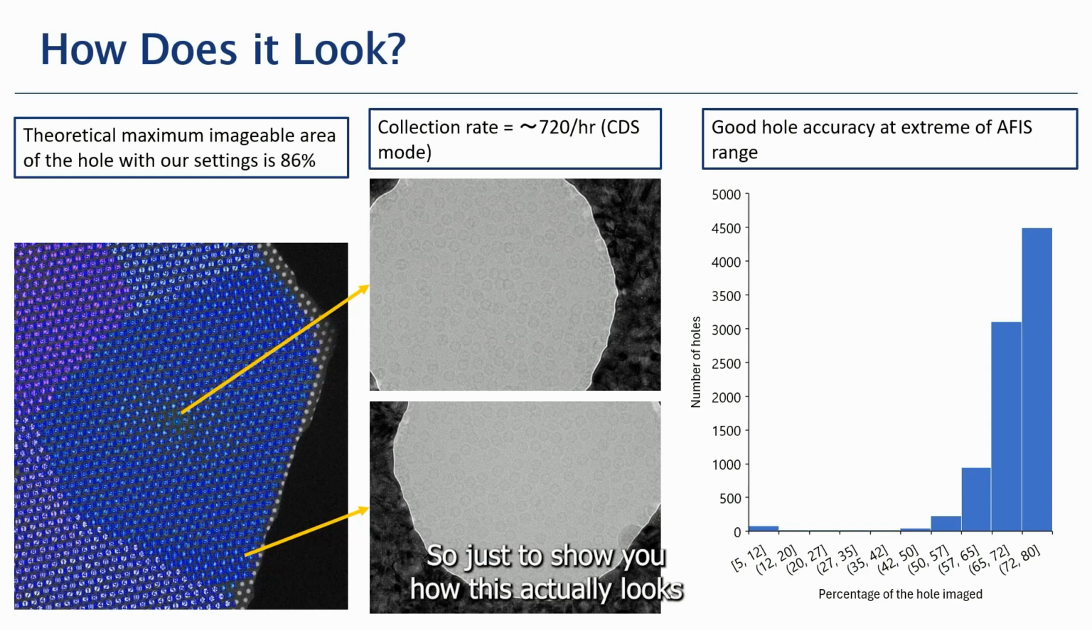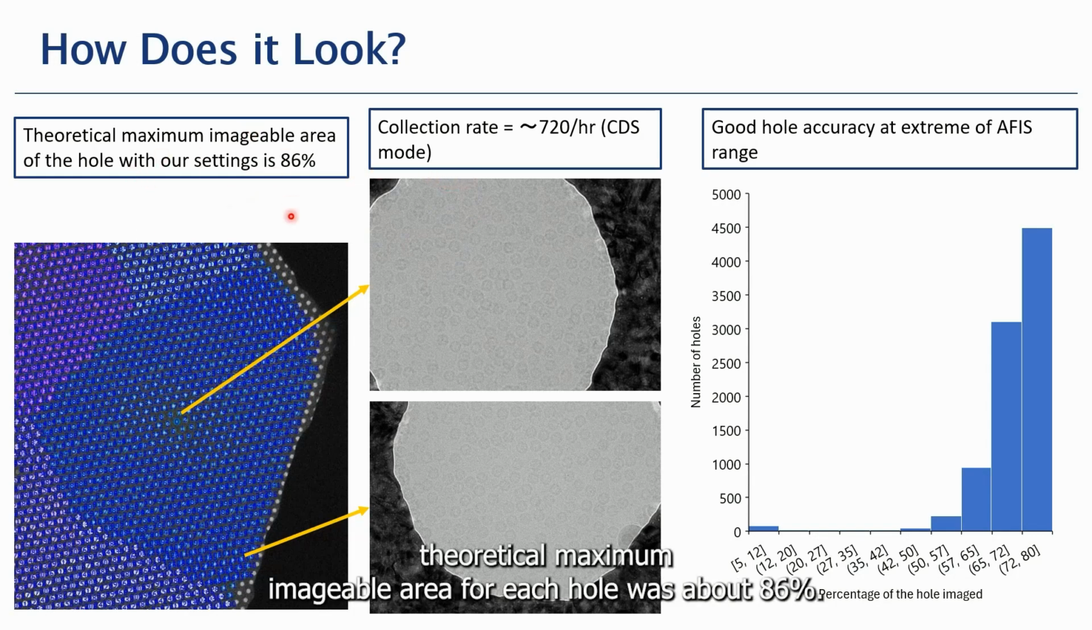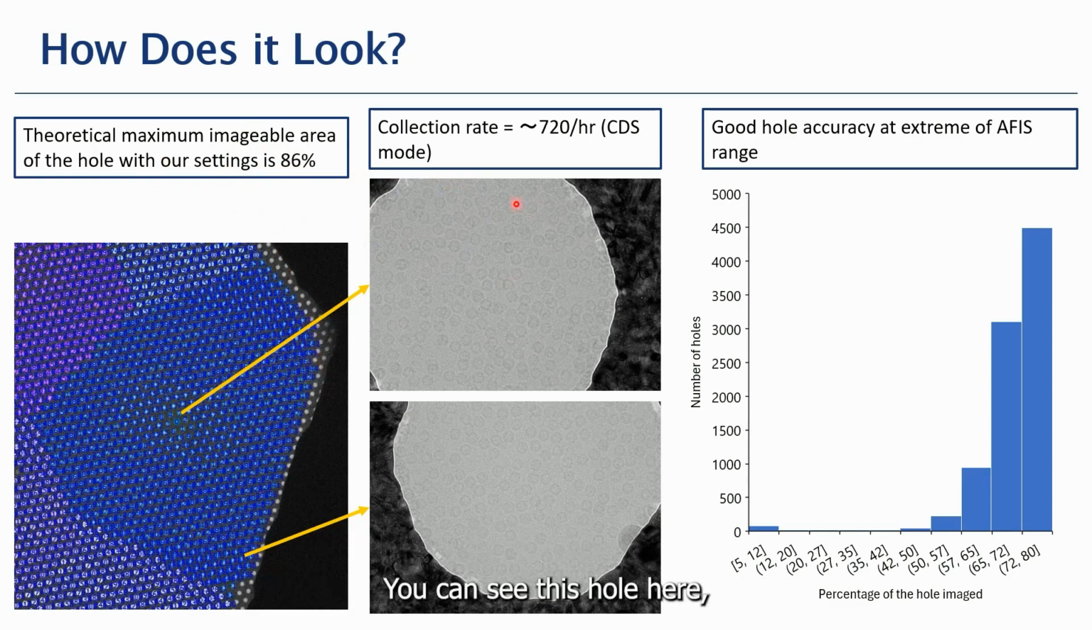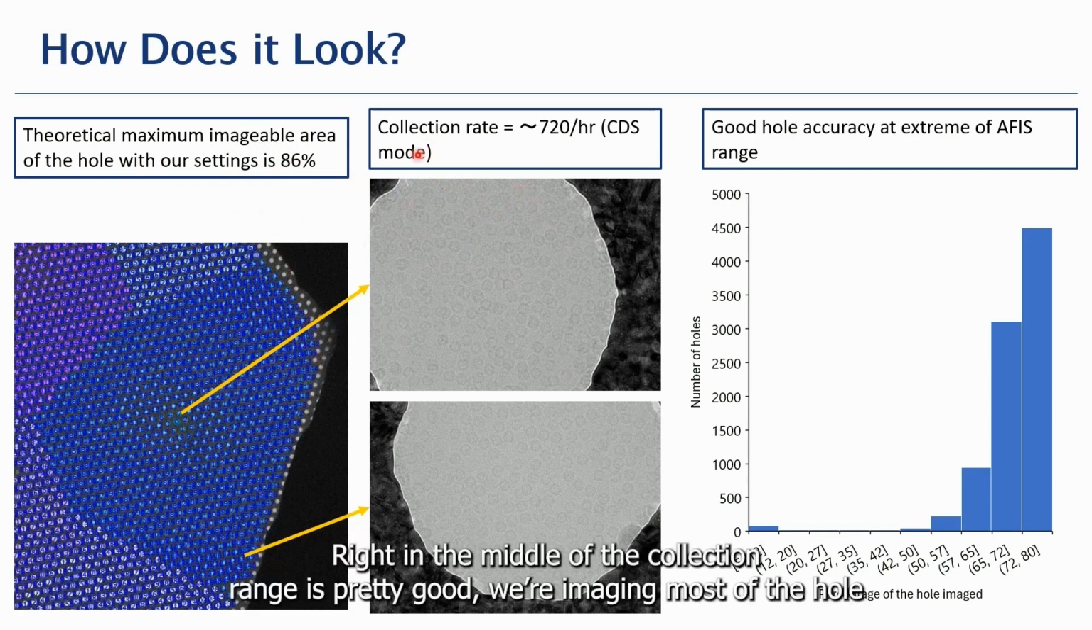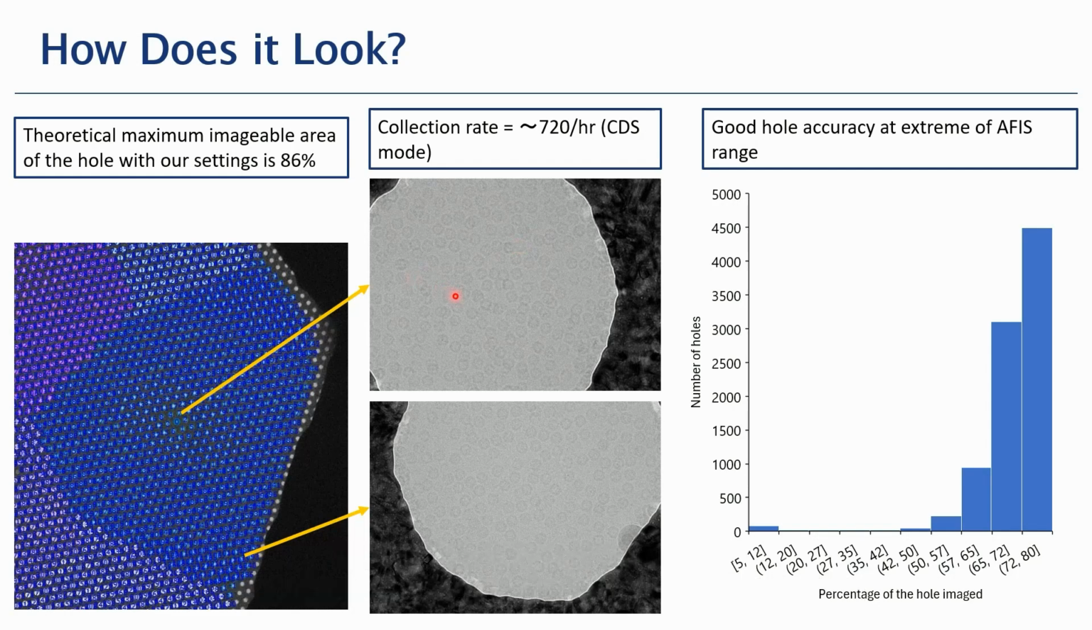So just to show you how this actually looks when we go through and do it, this is a test collection that I did, and using our setup with the K3, the theoretical maximum imageable area for each hole is about 86%. You can see this hole here right in the middle of the collection range is pretty good. We're imaging most of the hole, which is what we want. And then this hole down here, this is about 10 microns away from the autofocus area. You can see we're still imaging most of the hole.